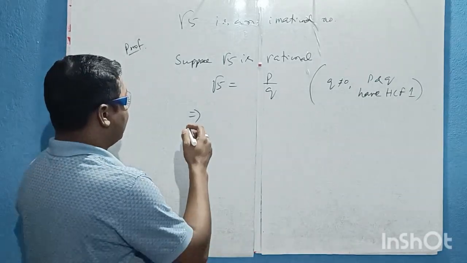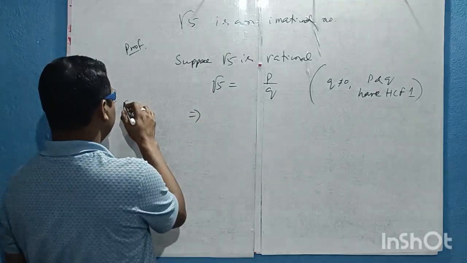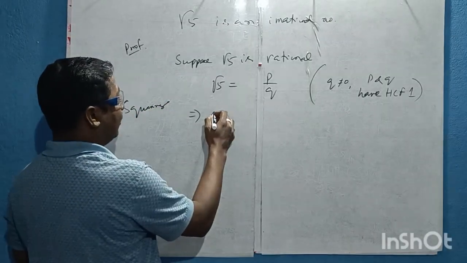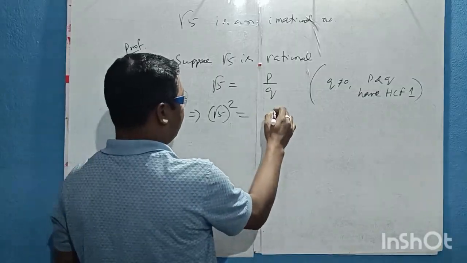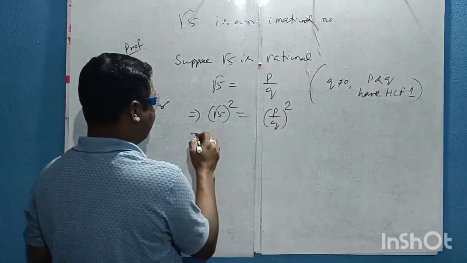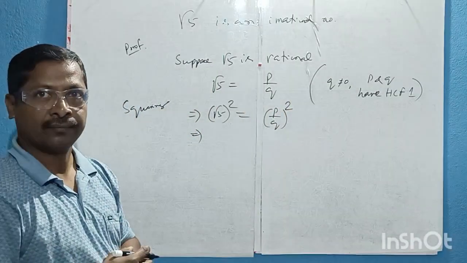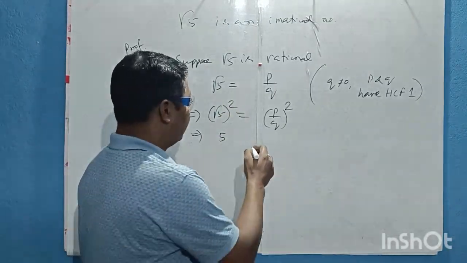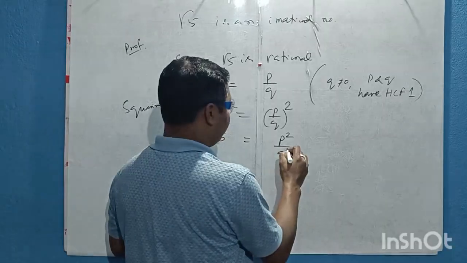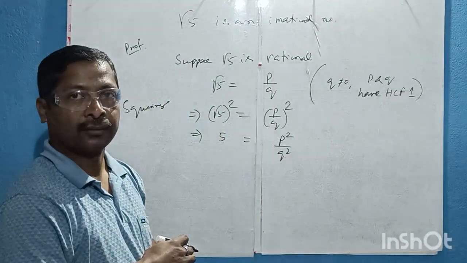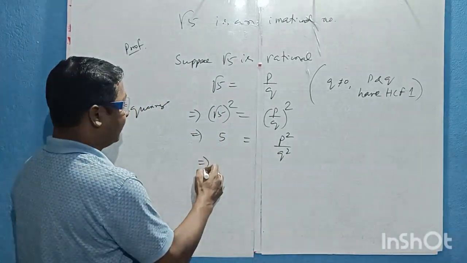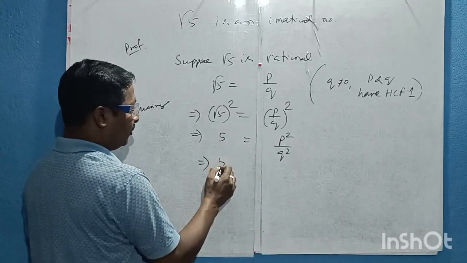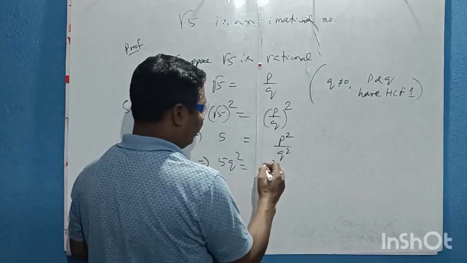Okay, so squaring both sides, root 5 square will be p by q whole square. Taking square on both sides, in the next step, root 5 square, how much? 5. This will be p square by q square. Okay, so if I take q square to this side, it will be 5q square equal to p square.